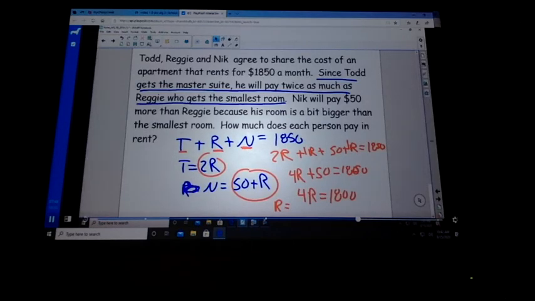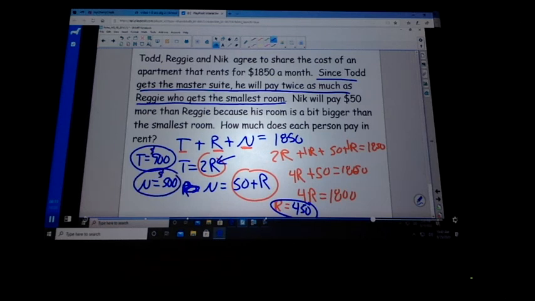So Reggie pays $450 for rent. Okay, so you take that same and plug that R in there. So 2 times R, 2 times 450 is 900. Todd's going to pay 900, and then Nick is going to pay $50 more than Reggie. So Nick is 50 plus 450, so he's going to pay 500. Just put a dollar sign in, make it all look pretty. So Reggie pays 450, Todd pays 900, Nick pays 500. And again, if you have questions on this, we will cover that next time we have class.